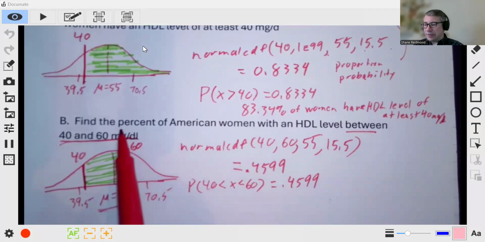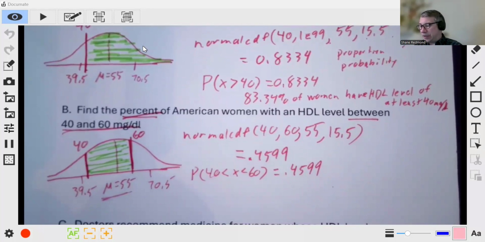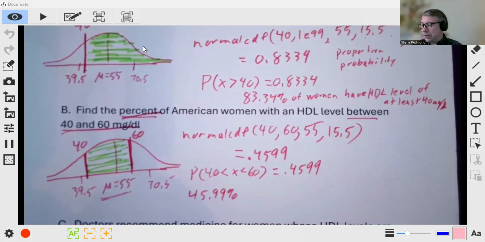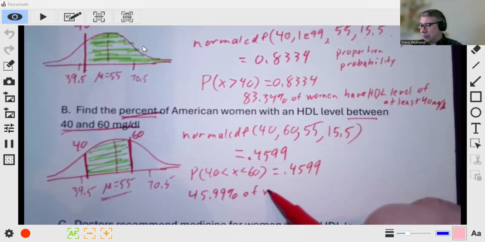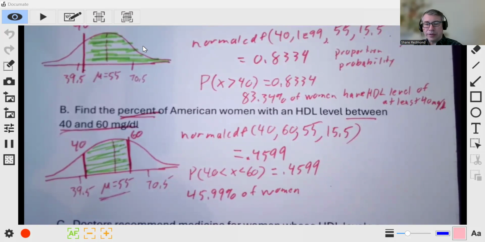This problem asked for a percent. And so we can interpret this as a percent by moving that decimal 2 decimal places and say 45.99% of who or what were we measuring? Women. Which quality of those objects or people were we measuring?